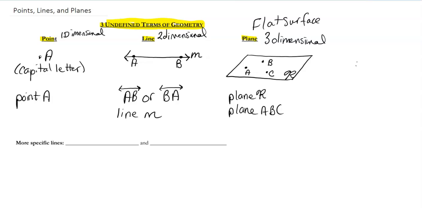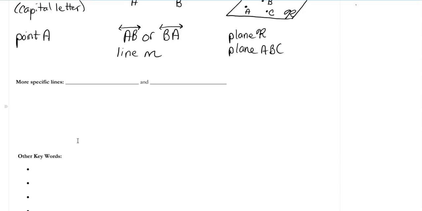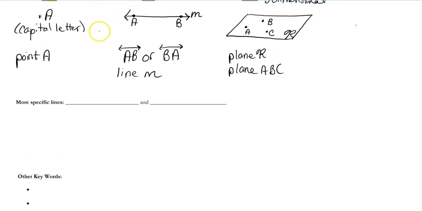Points, lines, and planes. All right, so now there's 2 other types of lines that we need to discuss, and these are more specific lines. So the first one we have is called a ray.